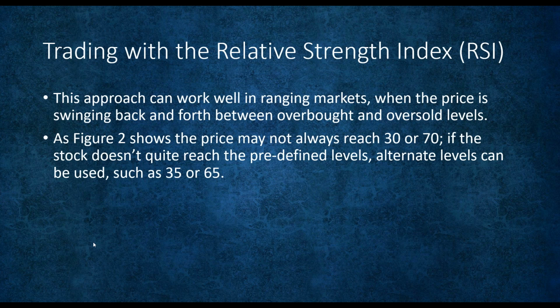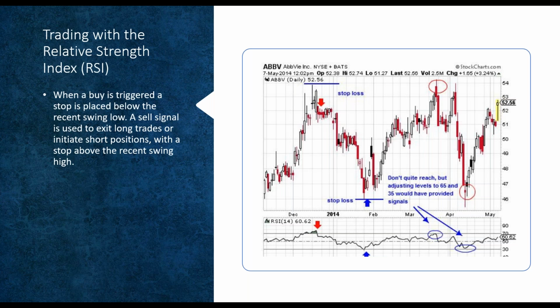So this approach can work well in range trading markets when the price is swinging back and forth between overbought and oversold levels. The price may not always reach 30 or 70 if the stock doesn't quite reach the predefined levels. Alternative levels could be such as 65 and 35. When a buy is triggered, a stop should be placed below the recent swing low. A sell signal is used to exit long trades or initiate short trades with a stop above the recent swing high.